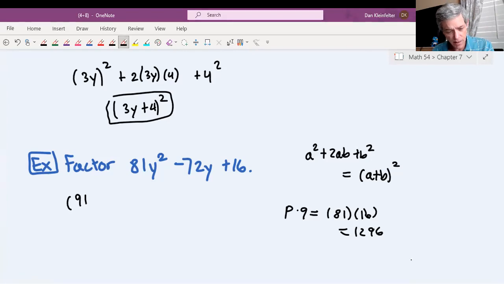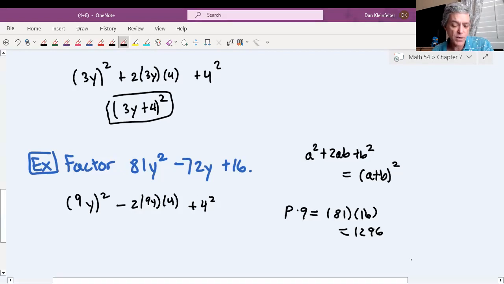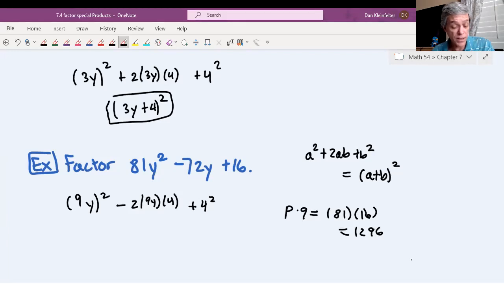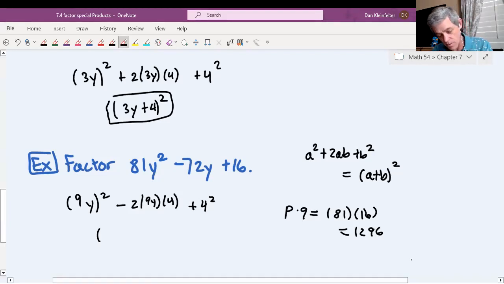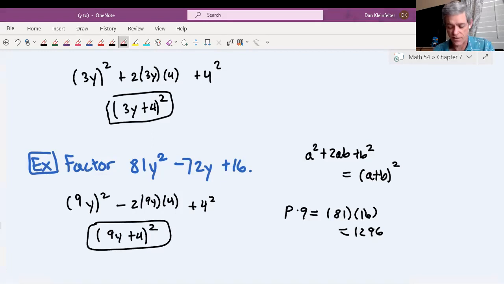So this will be 9y squared in the front, and then we had a minus this time. And then in the back, we have 4 squared. 72y, that's going to be 2 times 9y times 4. Okay, 2 times 9y is 18. 18 times 4 is 72. So that fits the pattern. So we've got 9y minus 4 squared. And that's our final answer for that one.